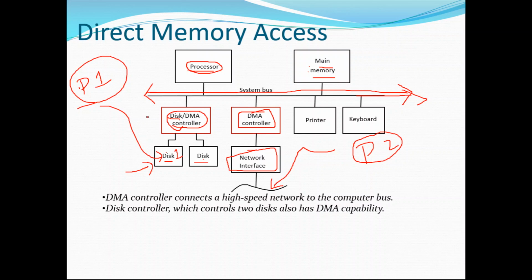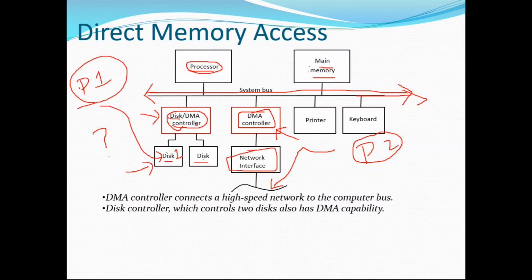But what happens? Writing to this disk is controlled by this DMA, and communicating with the other computers in the LAN is controlled by this DMA. Right now, a processor can give control to only one of the DMAs. It cannot give control to both, because only one device should use the bus at a time. So there is a question: who should be given control of the system bus? That will be decided by priority.